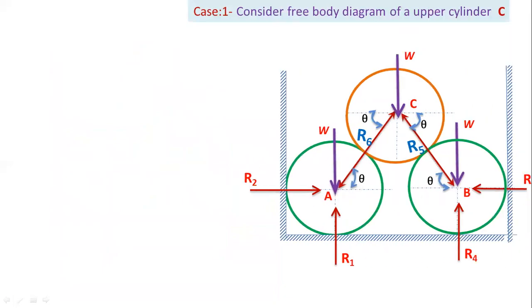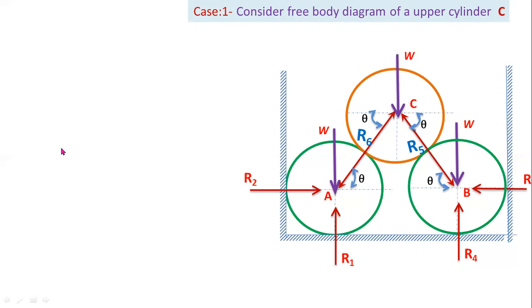Now let's consider a free body diagram of the upper cylinder C. First of all, you have to consider this upper cylinder as case 1. You have to convert this given problem into 3 problems. In the first case, you have to consider this cylinder. In the second case, you have to consider this cylinder. In the third case, you have to consider this cylinder.